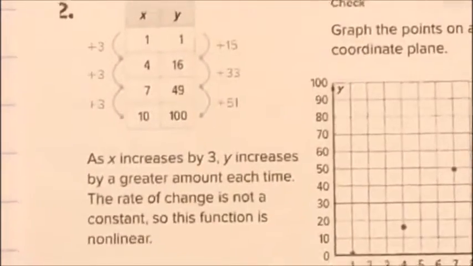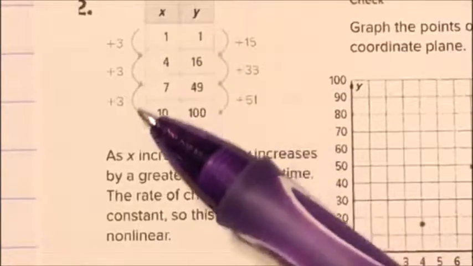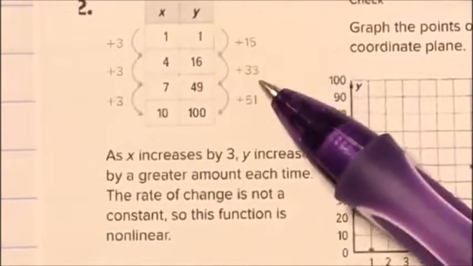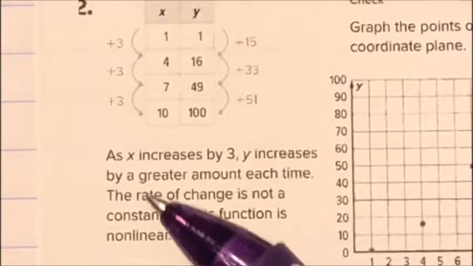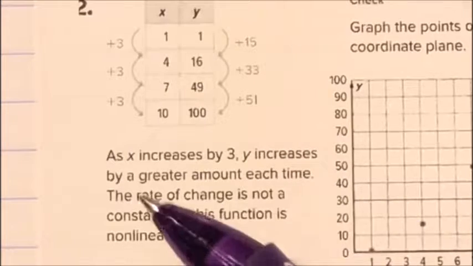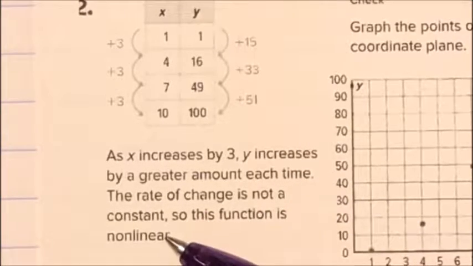Number 2 gives me a table. The x's are going up by 3. The y's go up by 15, then 33, then 51. So as x increases by 3, y increases by a greater amount each time. So the rate of change is not constant, so it's nonlinear. Okay, let's look at number 3.